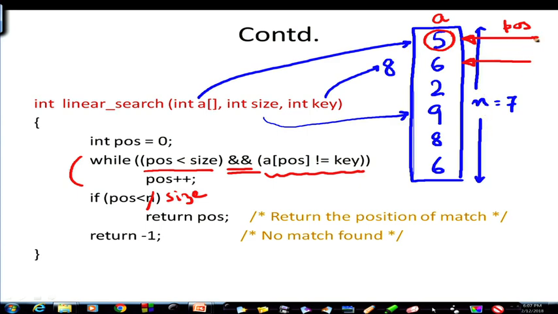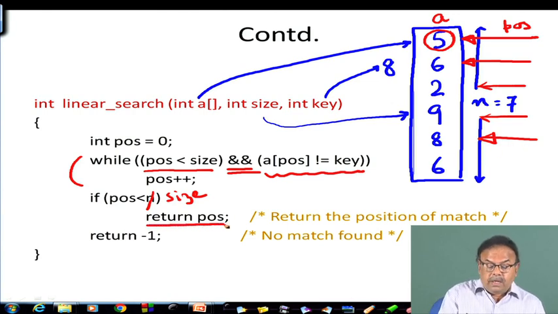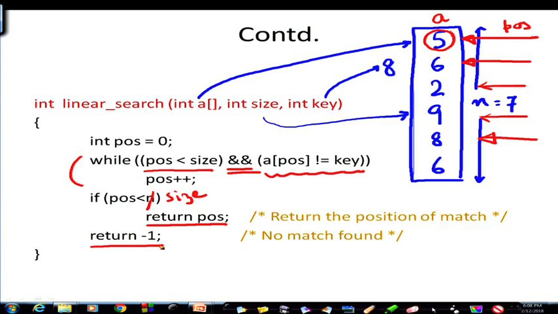So, pos increments from 0 to 1 to 2 to 3 then to 4. When I do that, the size was 5. I have not exceeded 5. It is still less than 5. And so, pos could be included, but I have come out because I found this. So, at pos position 4, I am getting the key. So, pos is returned. Otherwise, if this is not true, then I will return minus 1. Minus 1, if it is returned, that means that I have not found the key. Okay. So, this is the look of the linear search function, very simple.